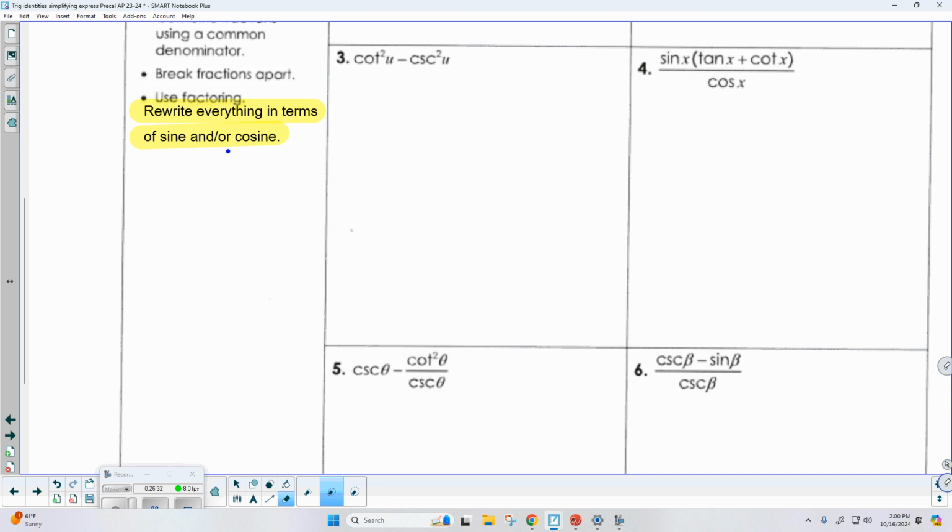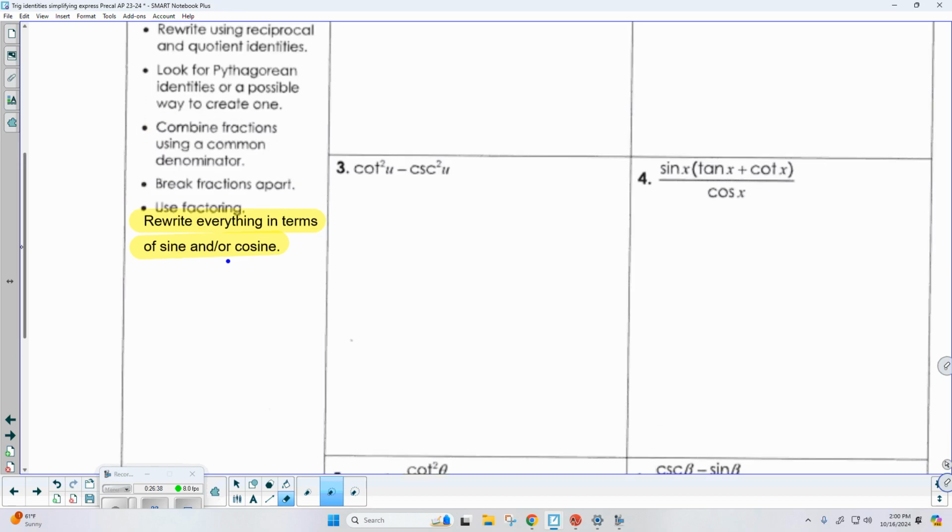Sine of x times tangent of x plus cotangent x divided by cosine of x. I really like these types of problems because they're almost like little puzzles. Like, what can I do to keep the problem going?